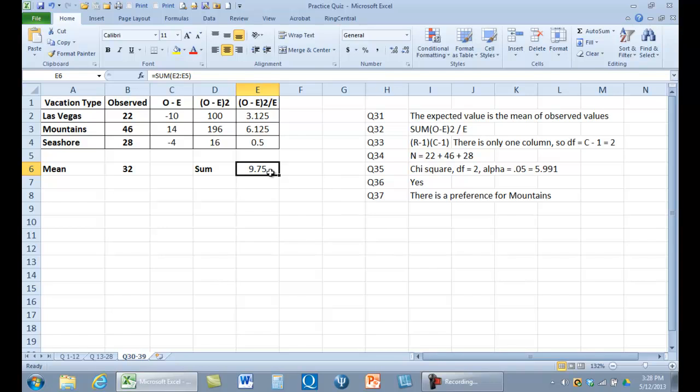Our computed chi-square, which is the sum of these values, is 9.75, much more extreme. And so we have a significant test, and we conclude that there is a preference for the mountains.